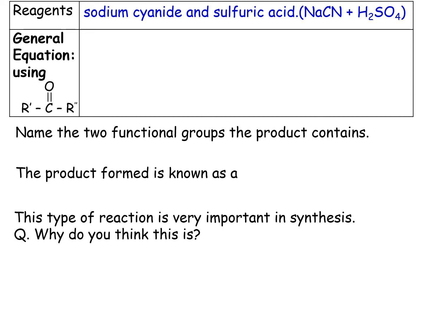So they react together to form the hydrogen cyanide, which then reacts with the carbonyl. And the carbonyl here has been presented in a generic way. We've got the C double bond O with two R groups either side. And notice we've got R prime and R double prime. So do make sure that you use those little dashes, those primes we call them, to represent them in the equation. So here's our equation.